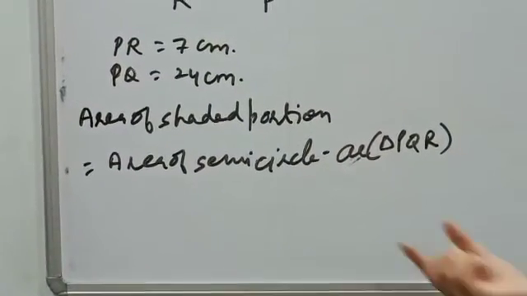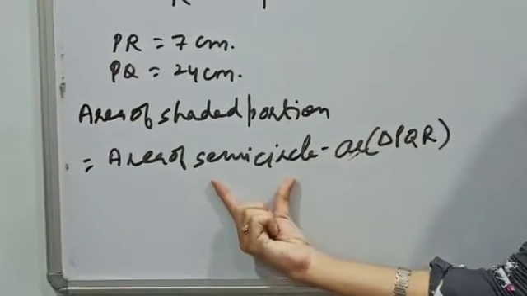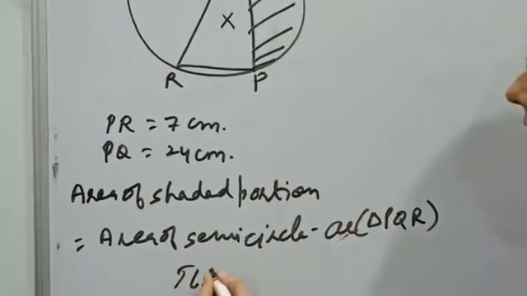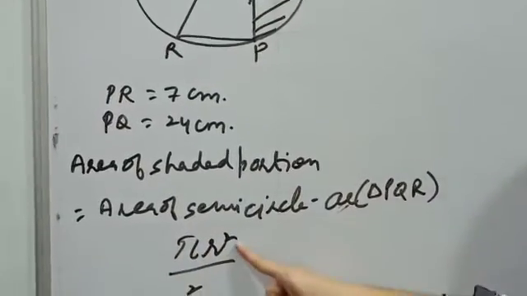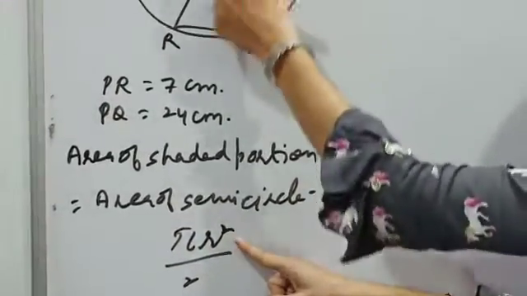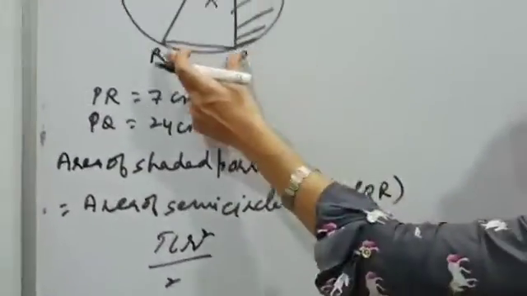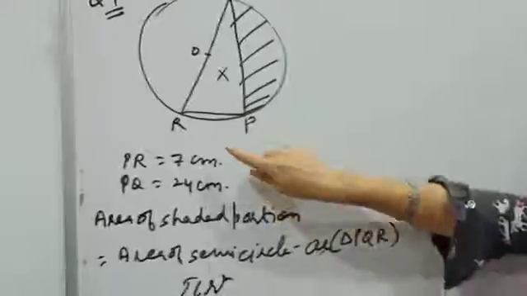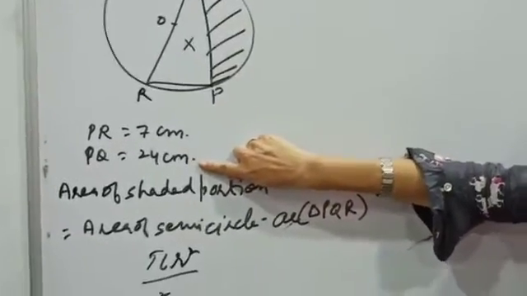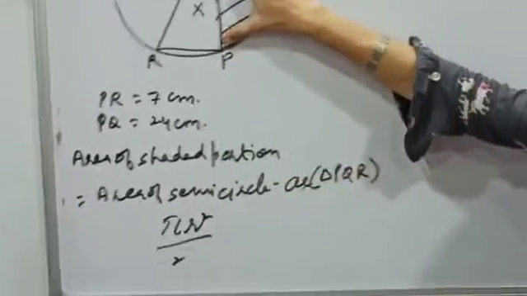Now to find the area of the semicircle, we need the radius, that is pi r square upon 2. The radius is not given. For the area of triangle PQR, two dimensions are given: PR is 7 centimeters and PQ is equal to 24 centimeters.